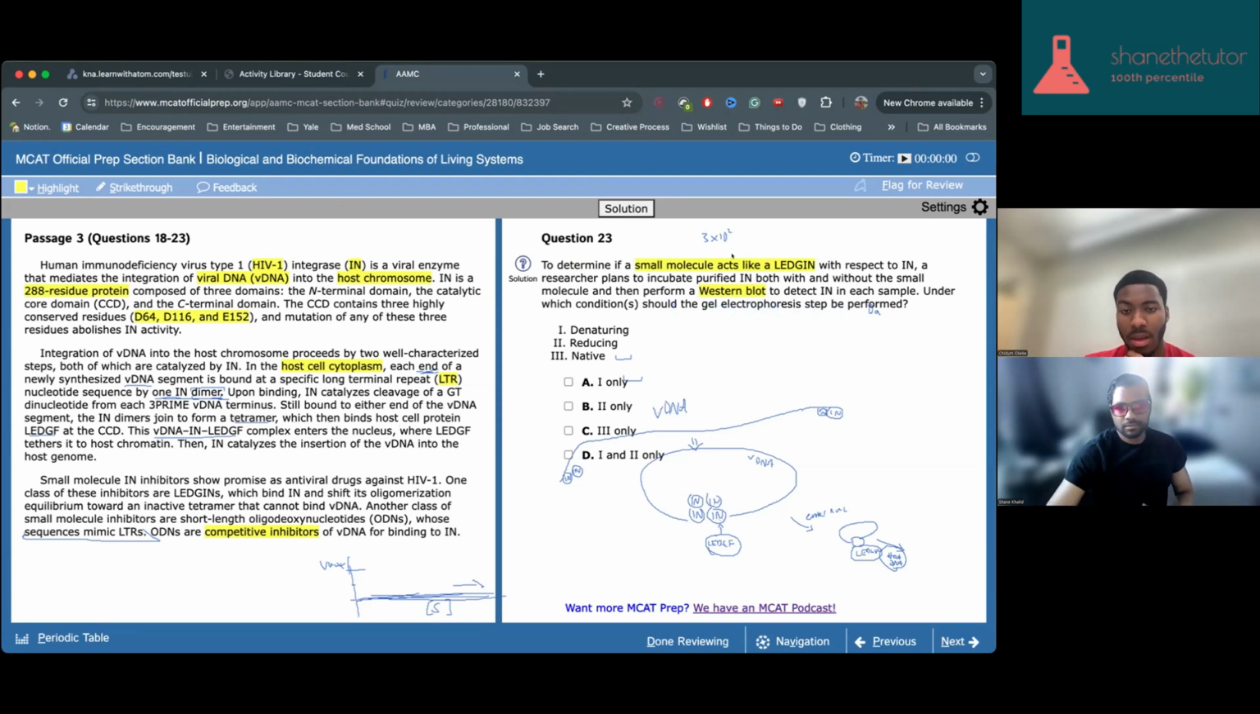Okay, so first thing I'm thinking about is small molecules that act like ligand. These small molecules are equivalent to ligand, whatever ligand does, these do. The researcher wants to incubate purified IN both with and without the small molecules, so we want to know what happens when ligand is present and when it isn't. Ligand is the inhibitor, so we should see less activity of IN when ligand is present, and the opposite when it is not present. Is that correct? Mm-hmm.